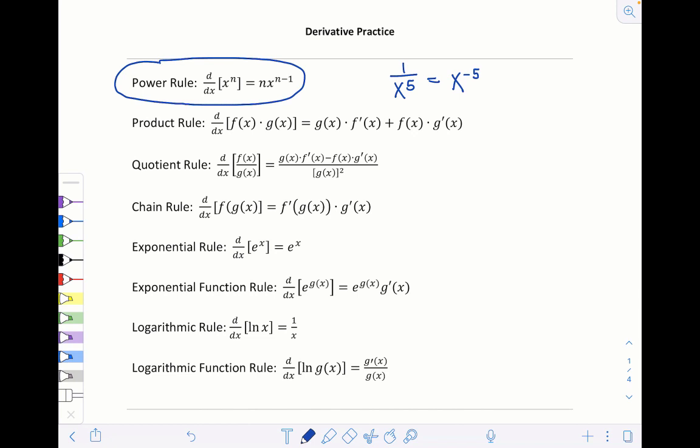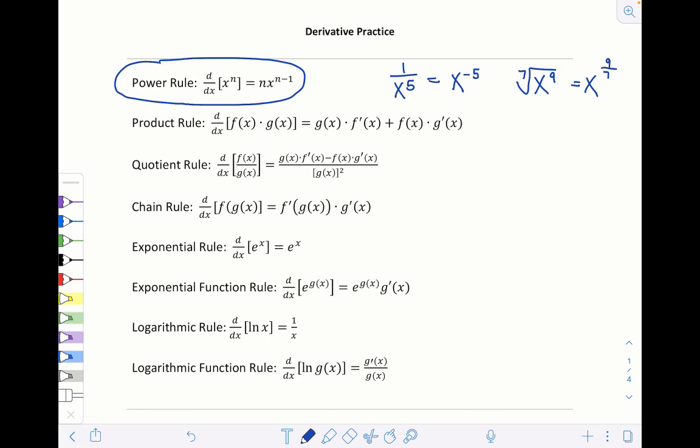If you have something like, let's say, the 7th root of x to the 9, this can be rewritten as x to the 9/7. The 9 stays the exponent, and if there is a radical, that becomes the denominator. So again, we haven't applied the derivative rule at this point, but that's how we would rewrite that expression so we could apply the power rule.